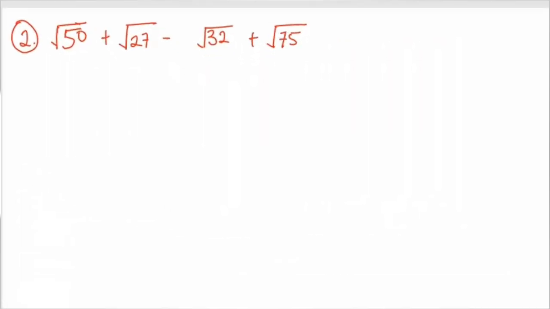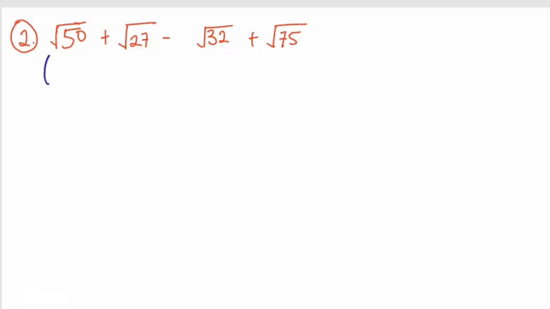So the second question is root 50 plus root 27 minus root 32 plus root 75. Now looking at this question, 50, 27, 32, and 75 are all different numbers, in the sense that they are different from one another. So what can we do? With our knowledge of simplification, we can simplify this sum and see if some are similar for us to either add or subtract. So let's go.